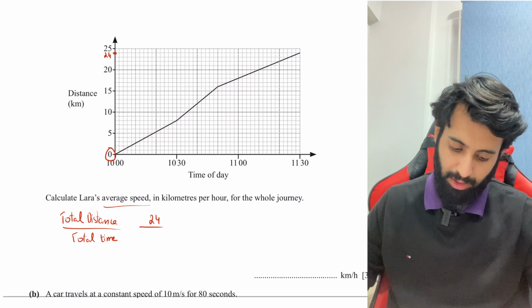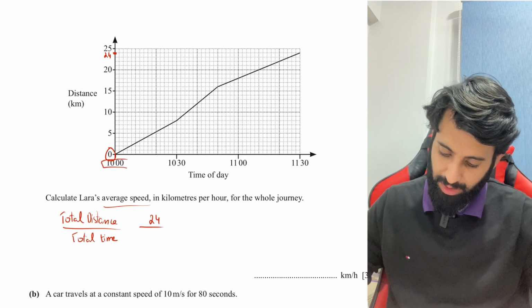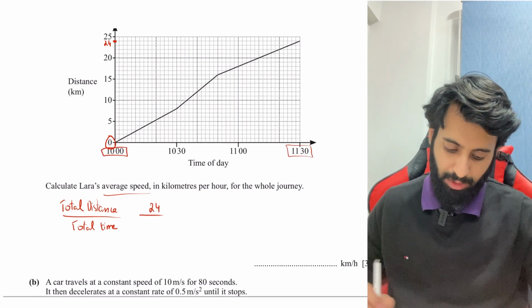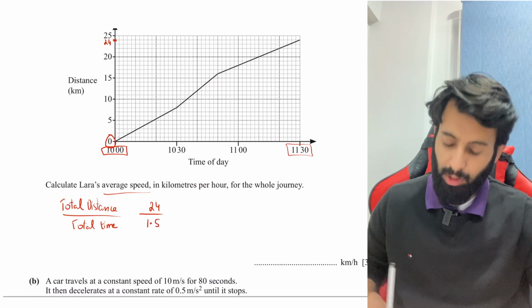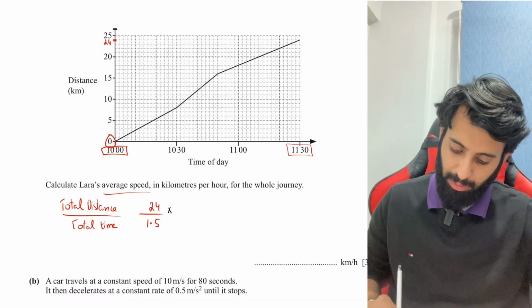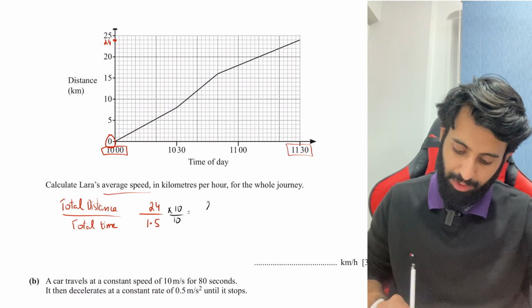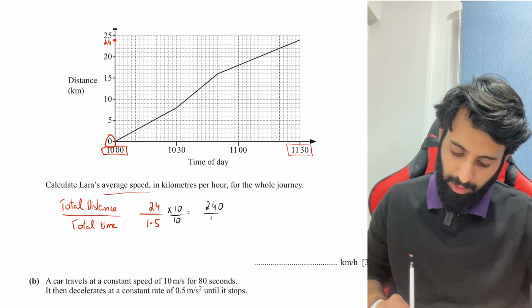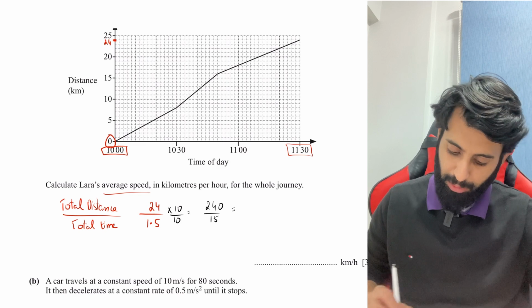So 24 is the total distance, and the total time, well, she starts at 10 o'clock and travels till 11:30, so that means that's 1.5 hours. Now in order to work it out, I'd suggest you multiply the numerator and the denominator by 10, so that you're not dealing with any decimals. So you're looking at 240 upon 15.